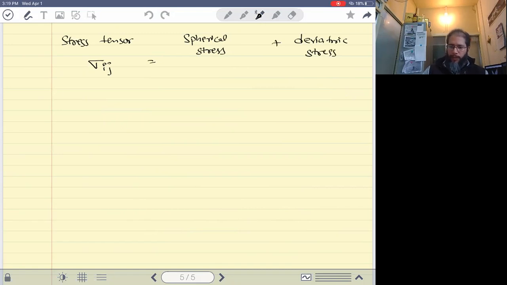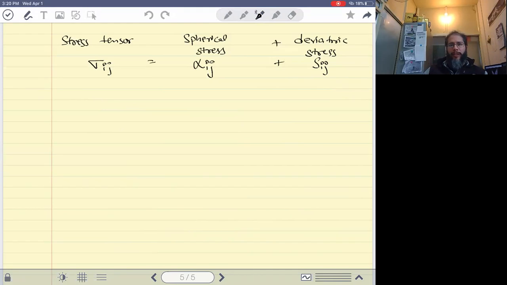So this we'll call the spherical part, which I'll denote, for now, let's call it alpha. And the deviatoric stress, we'll call it S. Okay, so let's try to understand the first part, which is again extremely important, which is called the spherical part.